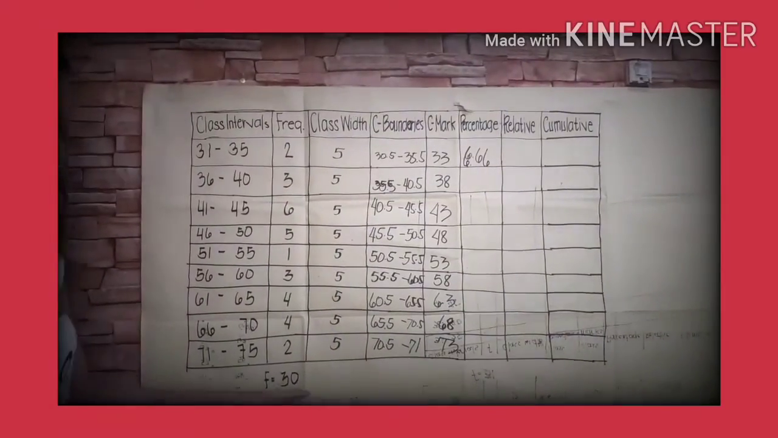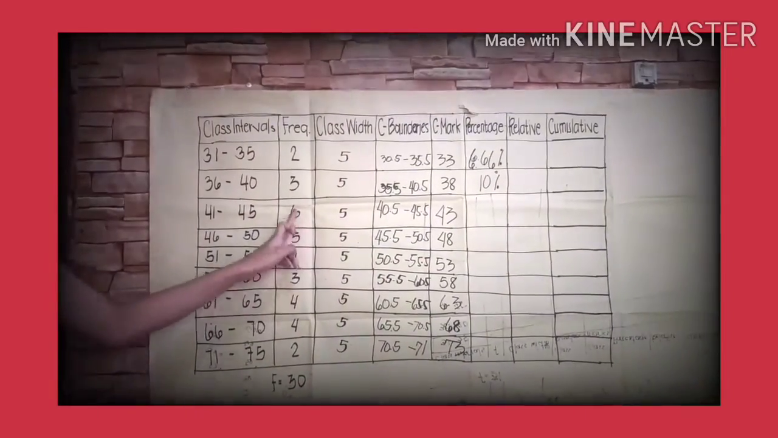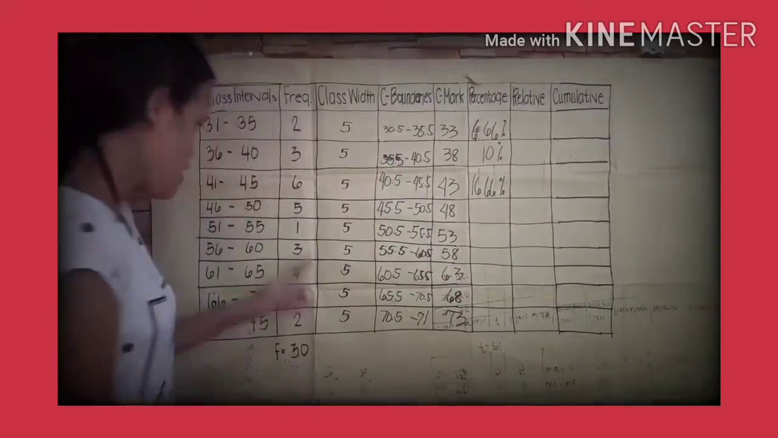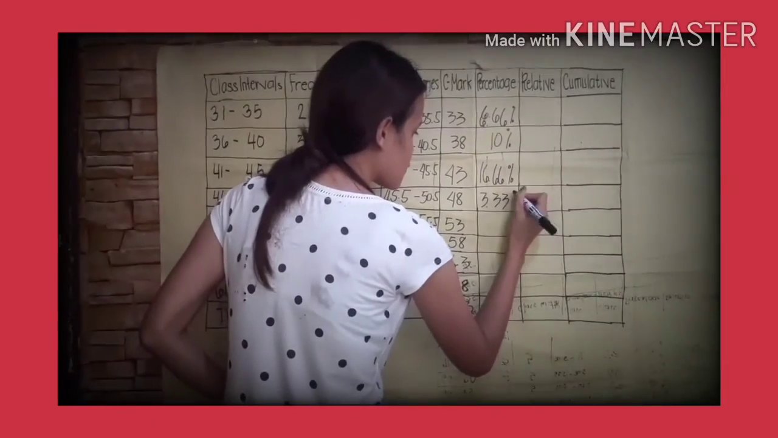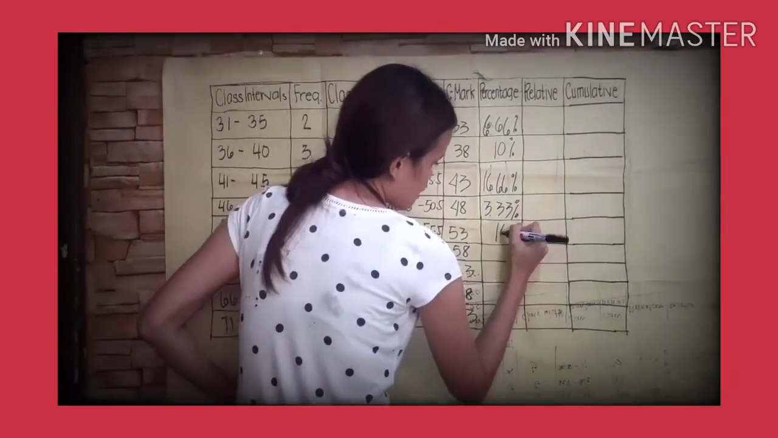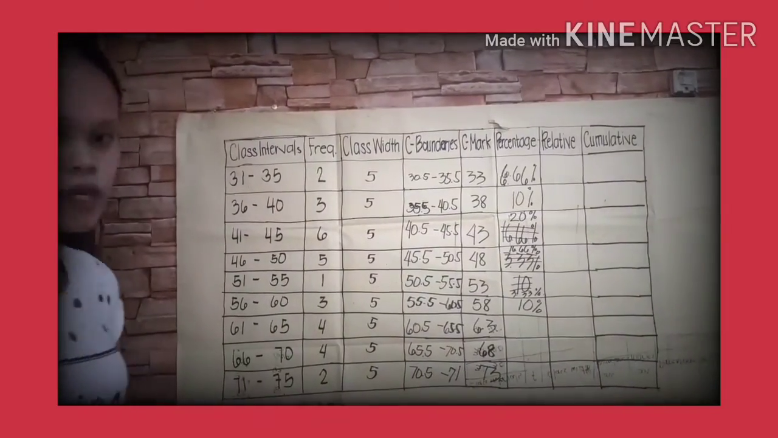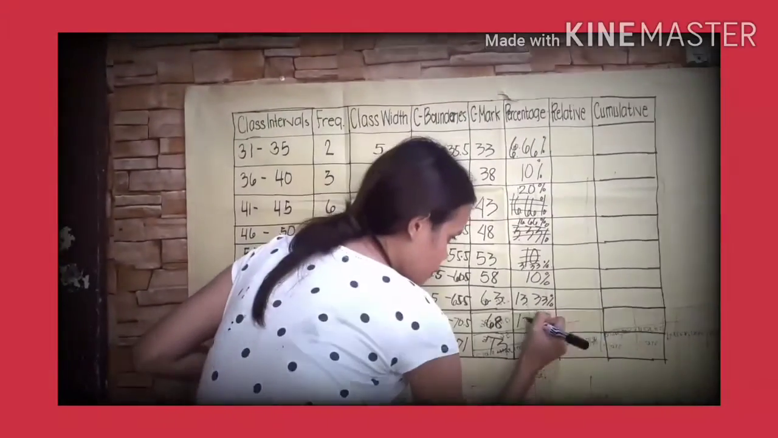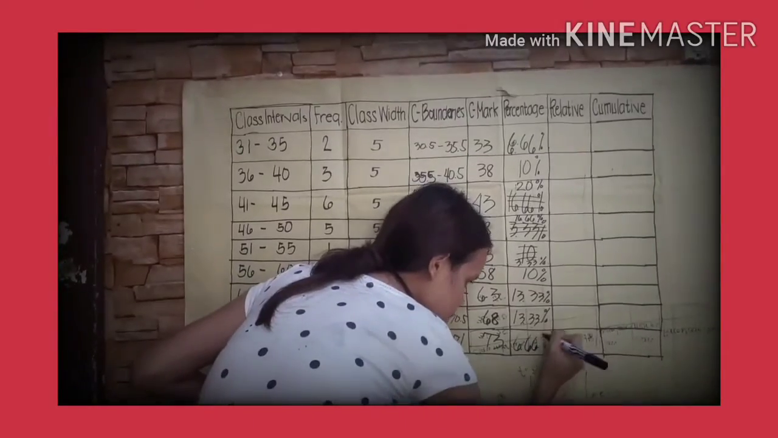3 divided by 30 times 100 equals 10. 6 divided by 30 times 100 equals 20. 5 divided by 30 times 100 equals 16.66%. 1 divided by 30 times 100 equals 3.33%. 1 divided by 30 times 100 equals 3.33%. 3 divided by 30 times 100 equals 10%. 4 divided by 30 times 100 equals 13.33%. And 2 divided by 30 times 100 equals 6.66%.